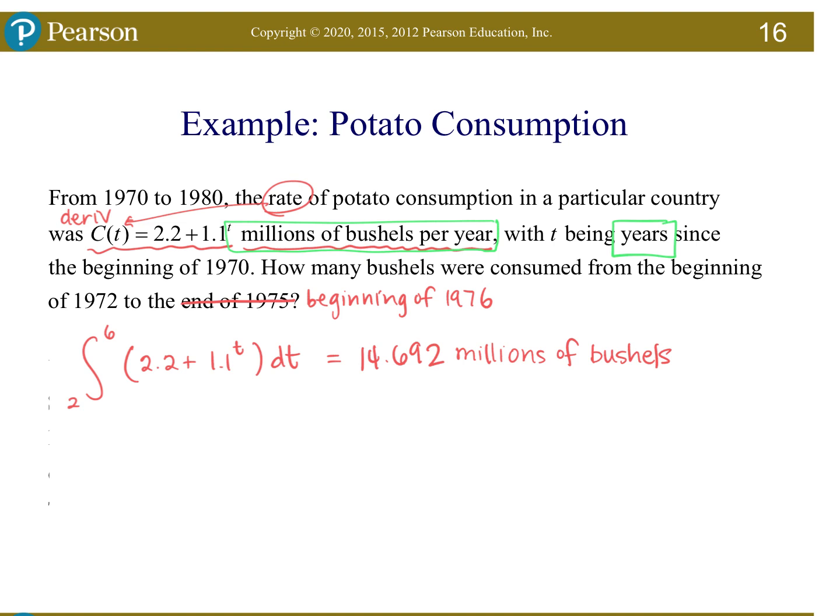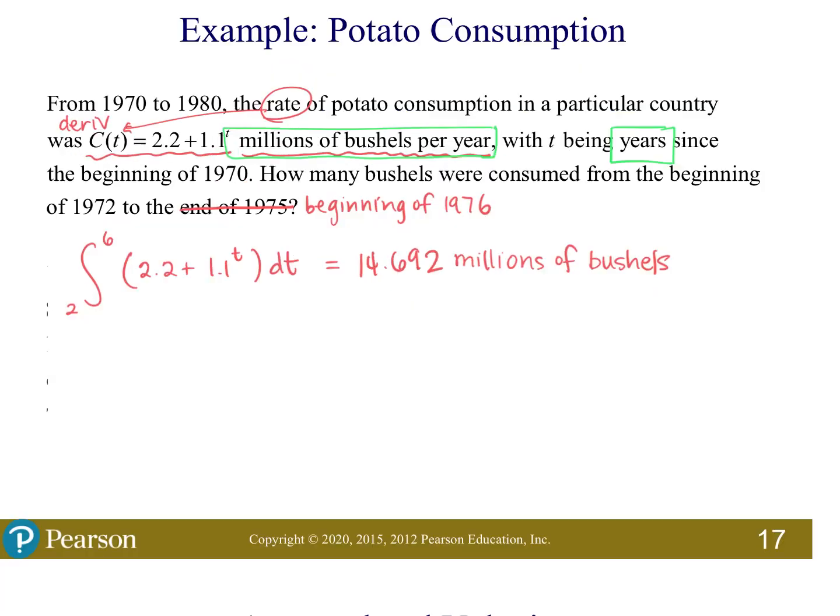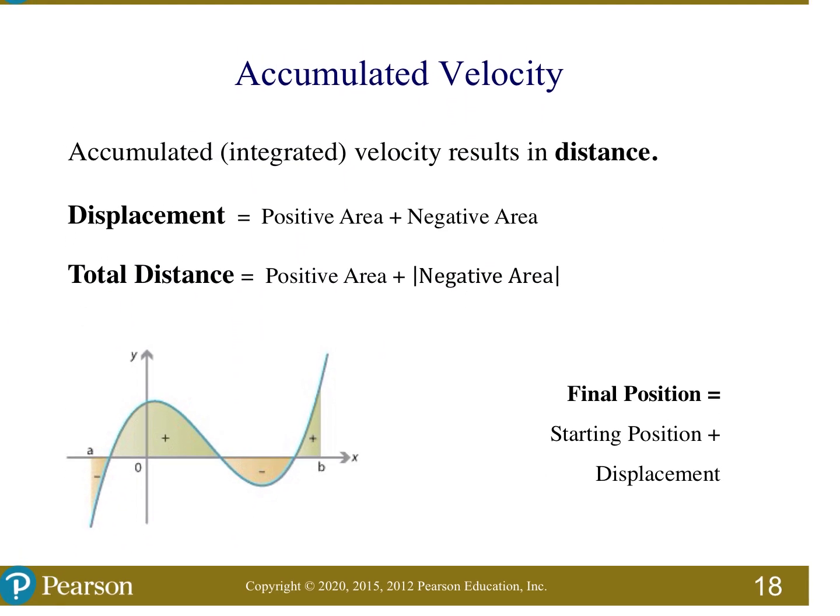And a bushel is like a basket, a solid amount, about this size. It's a little bit bigger. It's like a small laundry basket. 14 million bushels of potatoes, that's a great unit. It's a small laundry basket.